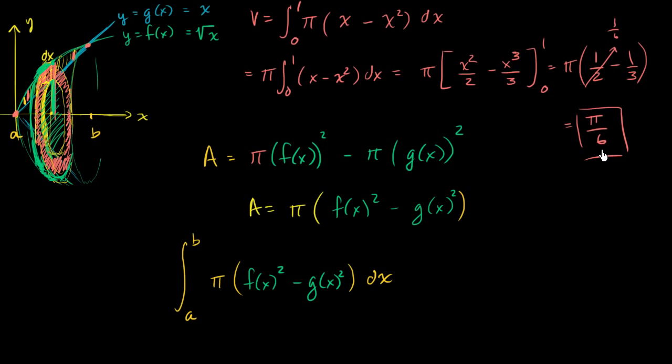And that's because we did the exact same thing that we did in the last video. We just conceptualized it a little bit differently. We generalized it in terms of f of x and g of x, and we essentially conceptualized it as a washer, as opposed to doing the disk method for an outer shape and an inner shape like we did in the last video.